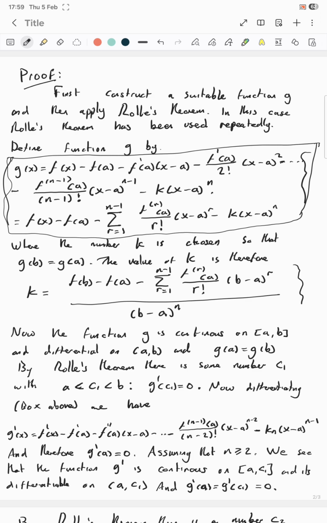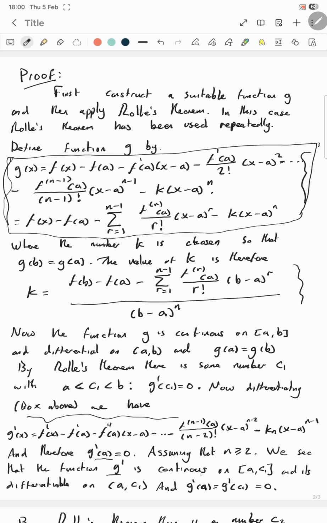Now the function g is continuous on our closed interval a, b and differentiable on our open interval a, b, and g of a equals g of b. By Rolle's theorem, there is some number c1 which is bound between b and a such that g prime of c1 equals 0. Now differentiating this from the box above, we have this equation here, and therefore g prime of a equals 0, assuming that n is greater than or equal to 2.